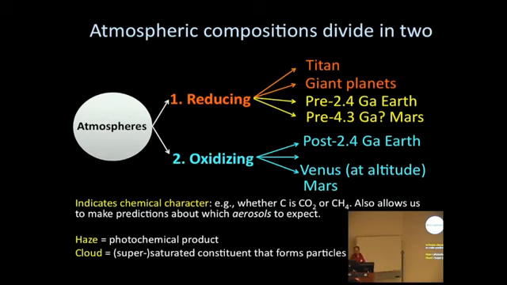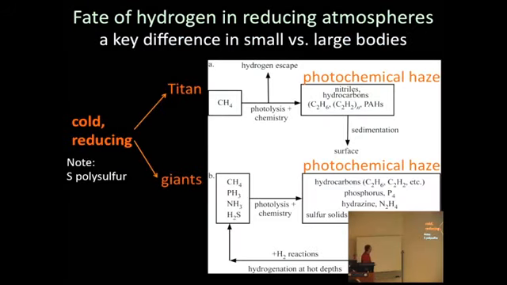So how does this lead to things you can predict? If you're in a reducing atmosphere, cold and reducing, like Titan and the giants, then you know that photochemistry is going to break down the hydrogenated compounds, and then their free radicals will join together to make hydrocarbons. The same occurs in the giant planets. There are some other species, though, that can make other interesting things on the giant planets. One key difference is that Titan's very small, so hydrogen escapes, and these products eventually sediment onto the surface.